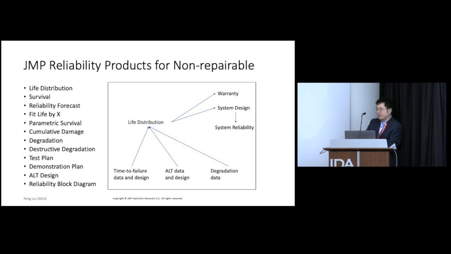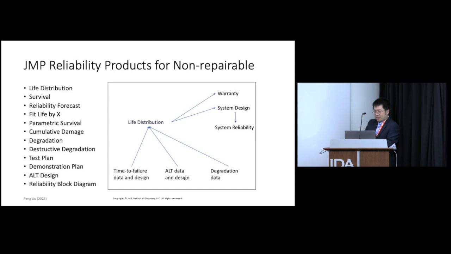By studying system reliability, we construct a system, and there are different components, and each component has its individual life distribution. Then you try to come up with the assembled life distribution for this system. So this is how we get from here, life distribution, all the way to system reliability. So I listed all these platforms under the name JMP reliability products for non-repairable things.